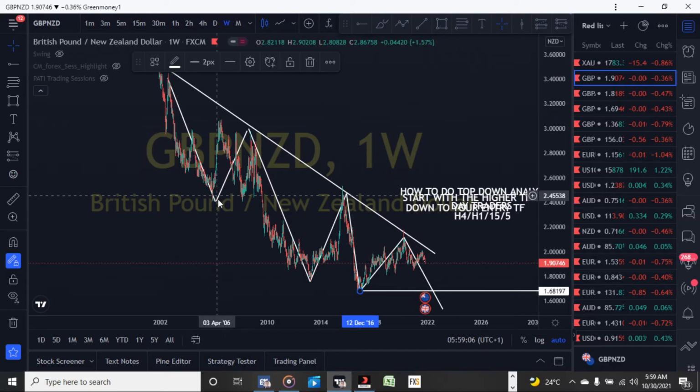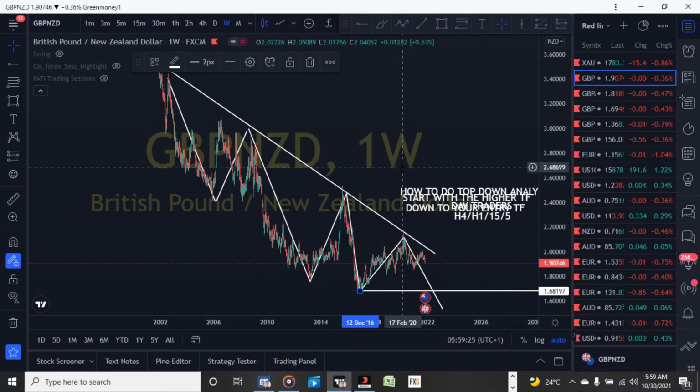Lower high, lower low, lower high, lower low, lower high, lower low, lower high. Now we're expecting a lower low, if price possibly breaks this level, breaks this low, this is the last low here. Alright, so this is your expectation on the weekly time frame.